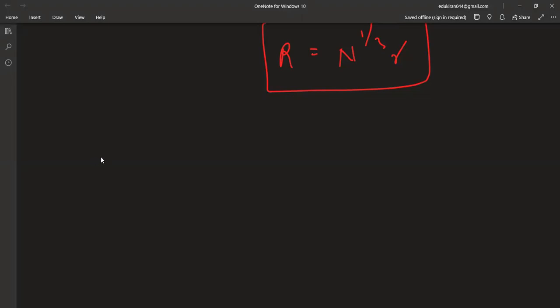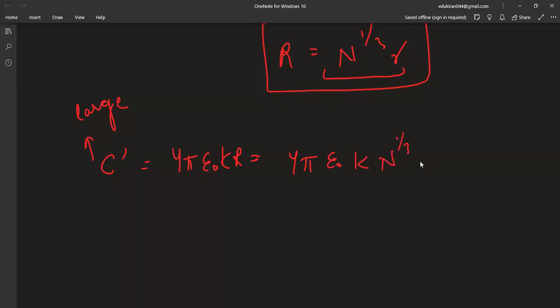Anyways, so new potential, and new capacitance of the large drop would be... Yes, you have to substitute this R value. Correct, very good. We'll substitute the R value because we have to find out the capacitance for the large drop, right? So the capacitance for the large drop will be 4 pi epsilon naught k into capital R. So you will substitute the value of R which you have obtained. This will be 4 pi epsilon naught k n to the power 1 by 3 into small r.